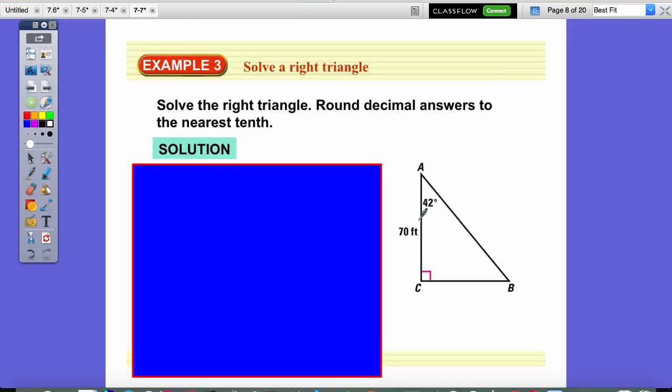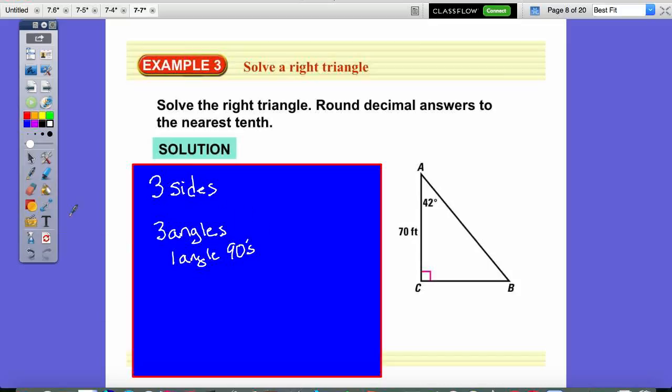So for this problem right here, they're asking us to find basically all of the missing dimensions. So just a little bit of overview. A triangle obviously has 3 sides and 3 angles. In a right triangle, we know that one of those angles is 90 degrees. So depending upon the information that they give us, we need to end up having the length of all 3 sides and the measurement of all 3 angles.